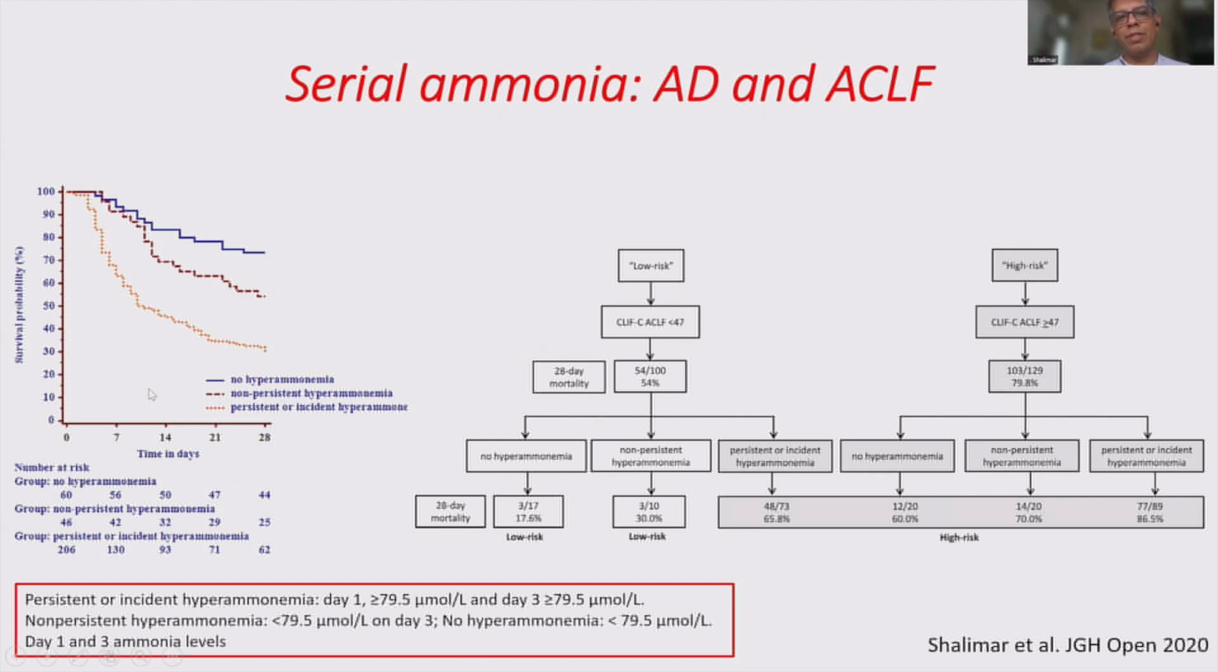And we categorized these patients into 3 groups: those who had a persistent or an incident hyperammonemia, defined as elevated ammonia more than 79.5 on day 3, and those who didn't have ammonia levels more than 79.5 on day 1 but had more than 79.5 on day 3, and no hyperammonemia as those who had an ammonia less than 79.5 on both day 1 and day 3. What we showed over here was those patients who had persistent or incident hyperammonemia had poor outcome compared to those who did not have any hyperammonemia. And with the risk categories, we could divide patients into low risk and high risk, and thereby triaging patients at risk of poor survival.